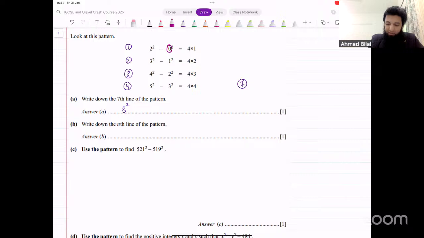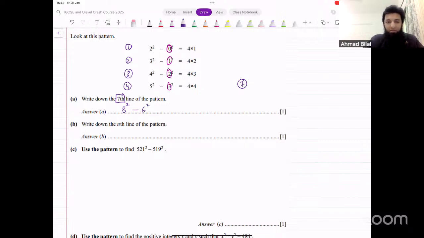This is 0, 1, 2, 3. So the second number that we are subtracting is always 1 less than the row number. So if it's the second row, that number is 1. If it's the third row, that number is 2. If it's the fourth row, that number is 3. If it's the 7th row, what should that number be? It should be 6. So we have 6 squared there.